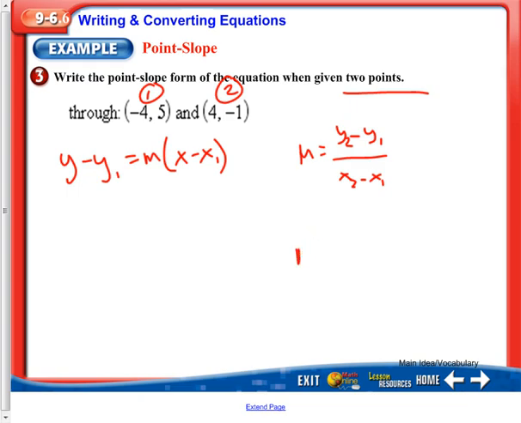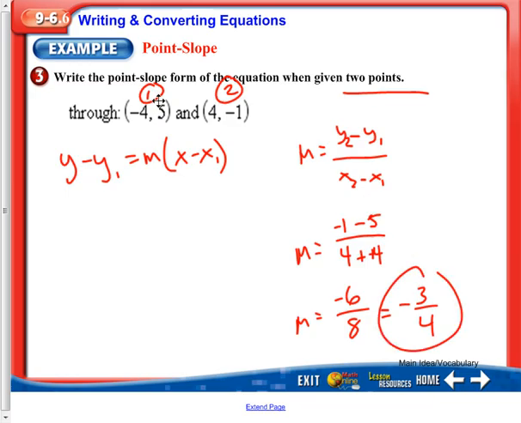So I'm going to work this out over here. M equals, okay, y2 is negative 1 minus y1 is 5 all over x2 is 4 minus negative 4. All right, so I do have an uh-oh right there. Let's fix that. So m equals, I'll have negative 6 over 8, which is negative 3 over 4. Okay, so this is my slope. So now I can go ahead and pick either one of these two points. It does not matter. So I'm just going to go ahead and use point 1 because it says y1 and x1. It doesn't matter though at all.